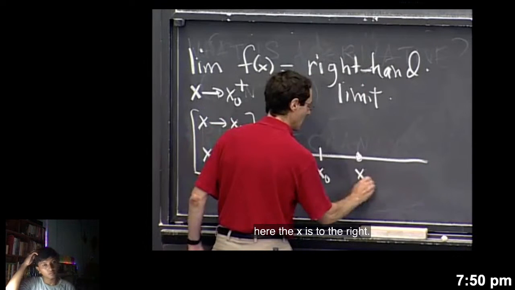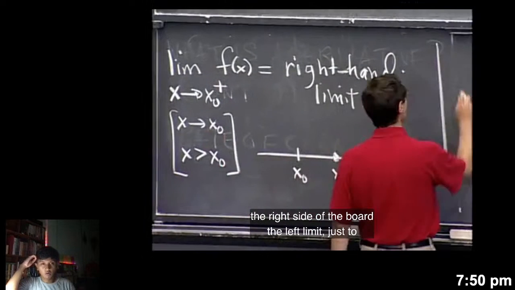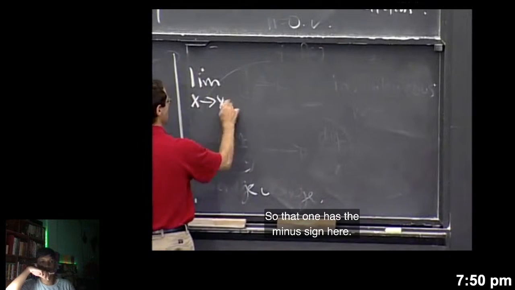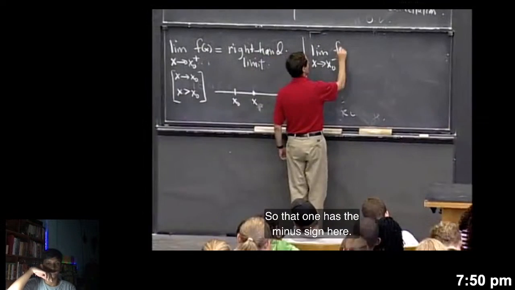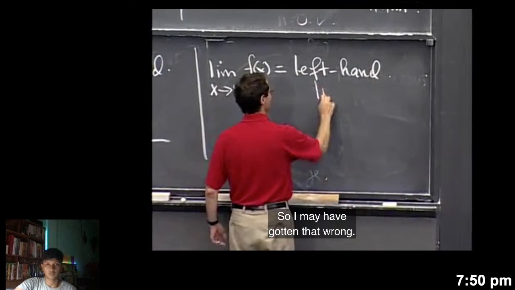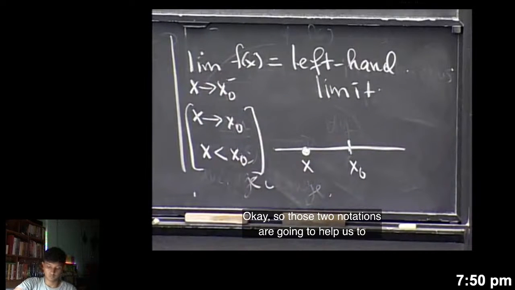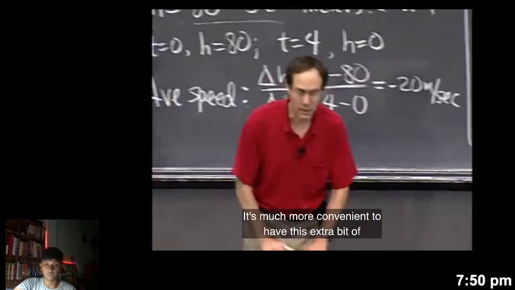And then this being the left side of the board, I'll put on the right side of the board the left limit, just to make this confusing. So that one has the minus sign here. I'm just a little dyslexic, and I hope you're not. So I may have gotten that wrong, but this is on the other side of it. Okay, so those two notations are going to help us to clarify a bunch of things. It's much more convenient to have this extra bit of description of limits than to just consider limits from both sides.